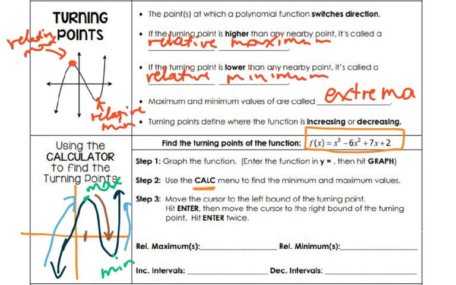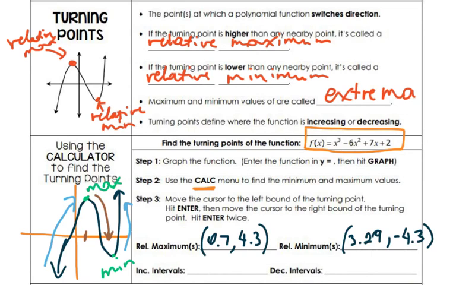So the relative maximum, if you use your calculator, this point, it's a point. It's about 0.7 and 4.3. The relative minimum is 3.29, or 3.3, and negative 4.3.